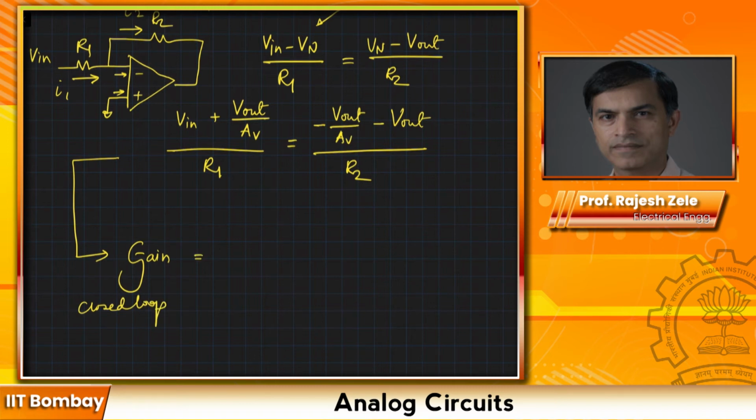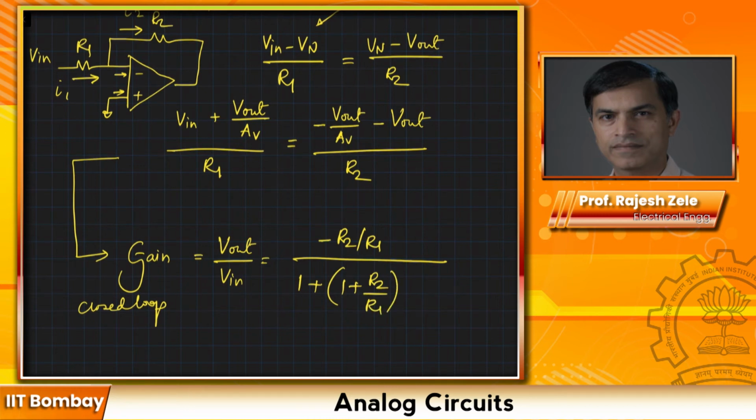Gain is equal to Vout divided by Vin is equal to (-R2/R1) divided by (1 + (1 + R2/R1) divided by Av). Okay. So it's important that you go through the math yourself and convince yourself with this answer.